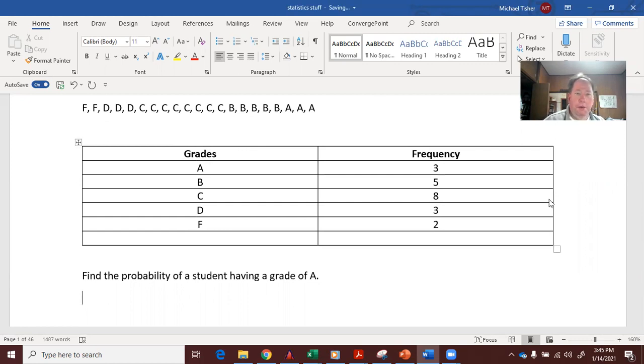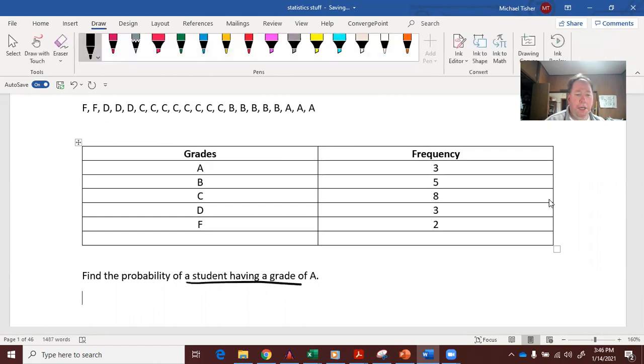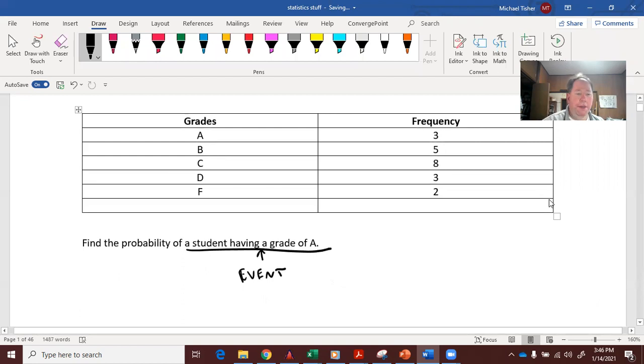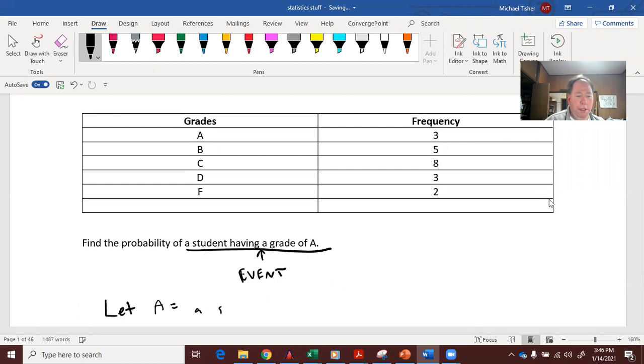Well, before we figure this out, let's talk about some terminology. Any sequence of words after the words probability of is called an event. So in this case, a student having a grade of A is the event. So what we can do is let a variable represent that. So let's let the variable A equal a student having a grade of A.